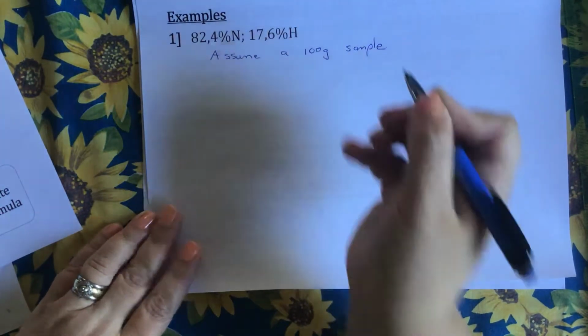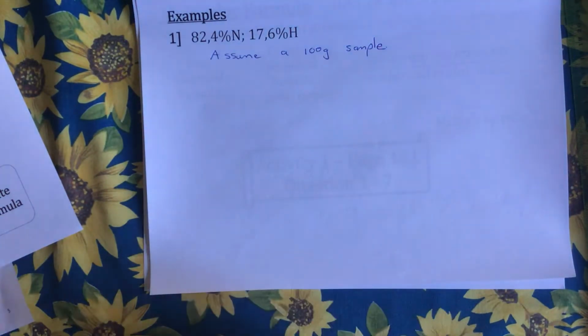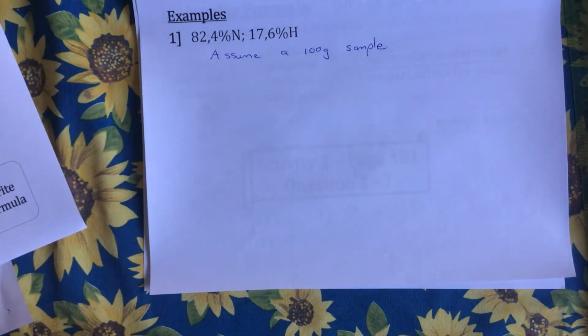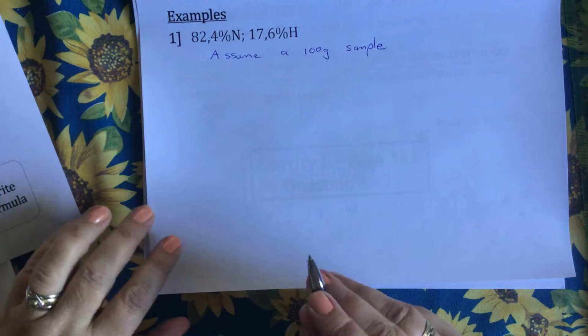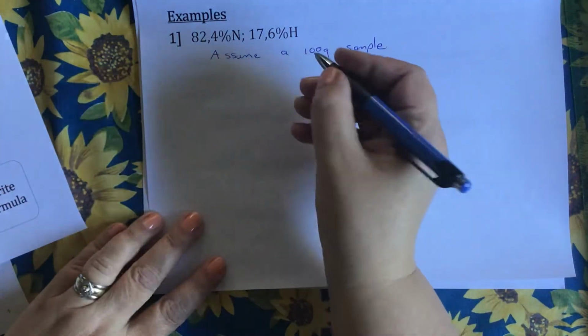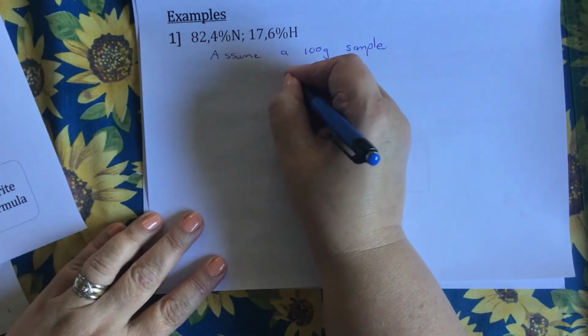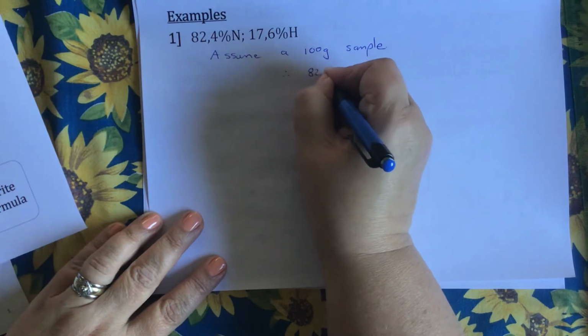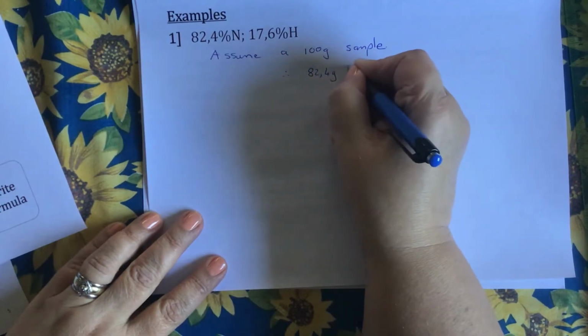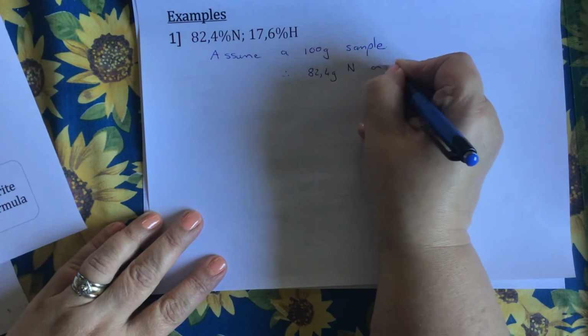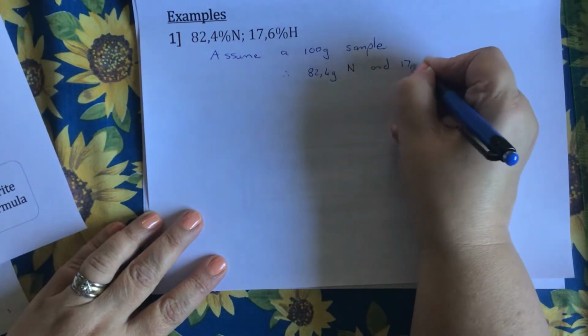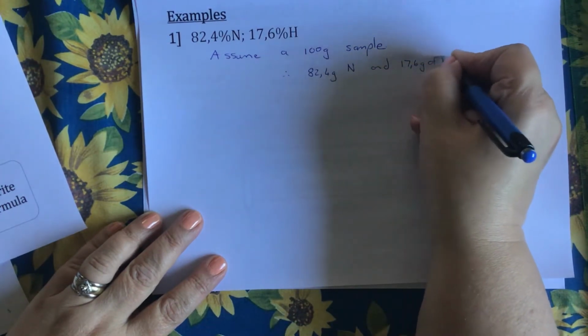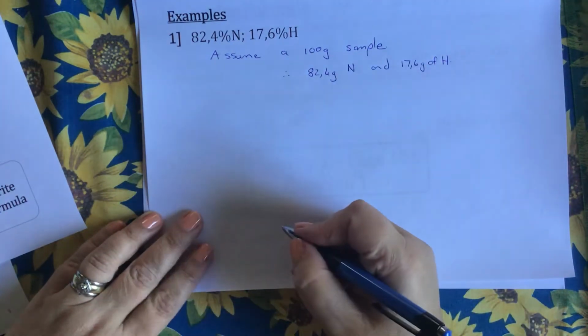Now if I have 100 gram, 82,4 grams of that sample is going to be nitrogen, and 17,6 grams of it is going to be hydrogen. So when we write this down, we therefore have 82,4 grams of nitrogen and 17,6 grams of hydrogen. What's my next step?